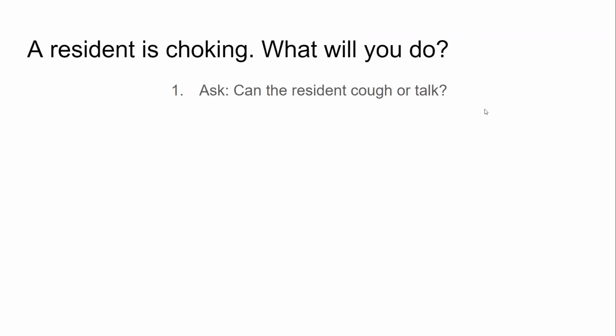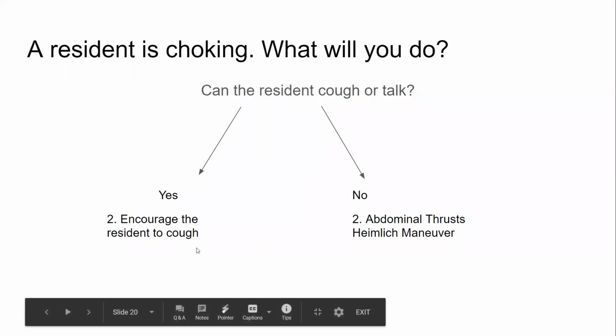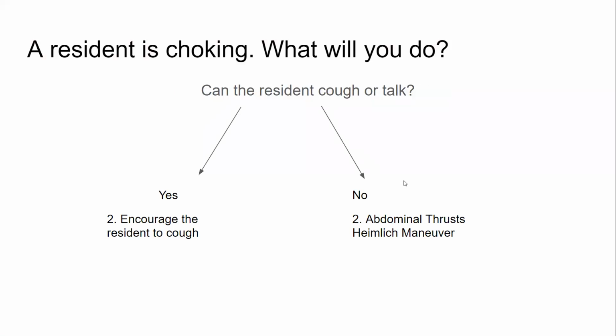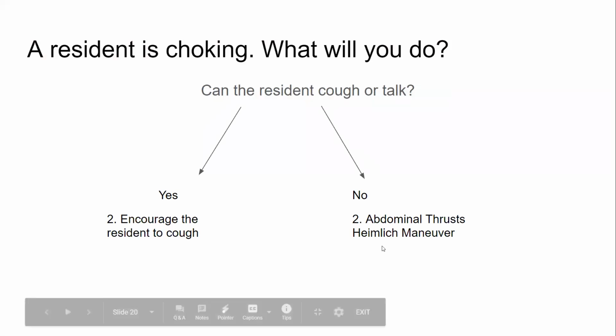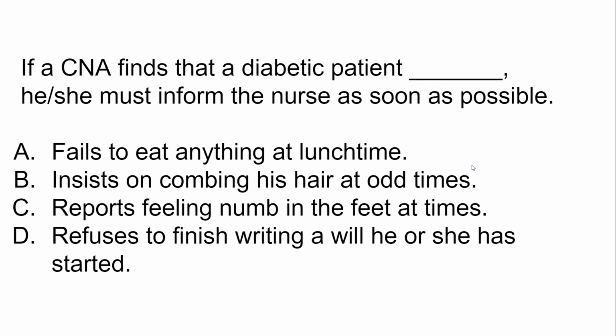The first thing to ask is, can the resident cough or talk? If the resident can cough or talk, you need to encourage the resident to cough. If the resident cannot cough or talk, then the best choice, the first thing to do, would be abdominal thrust or Heimlich maneuver. And always report to the nurse.